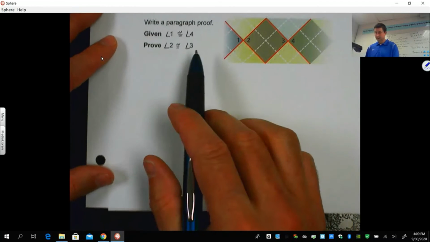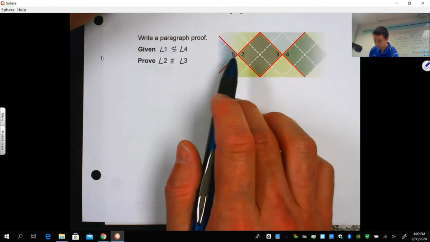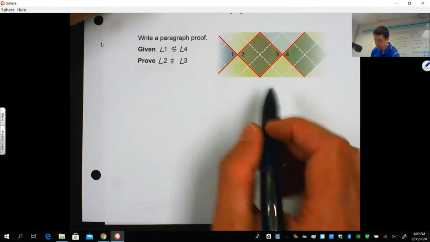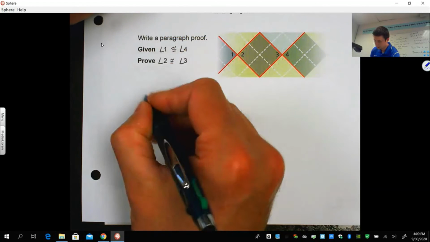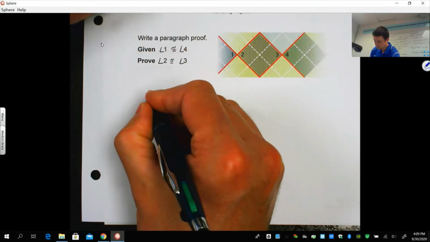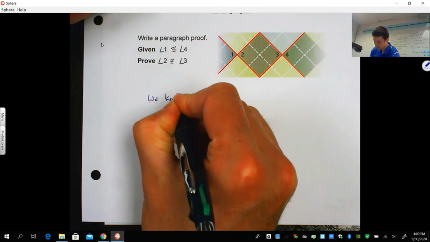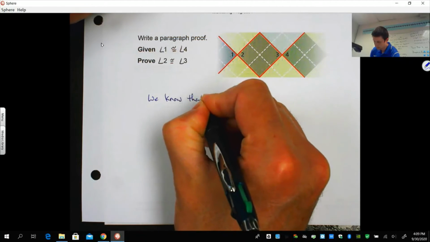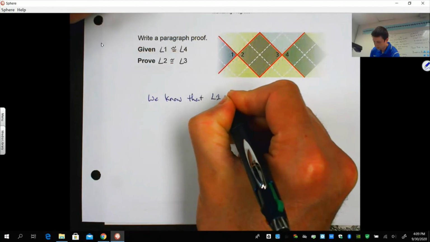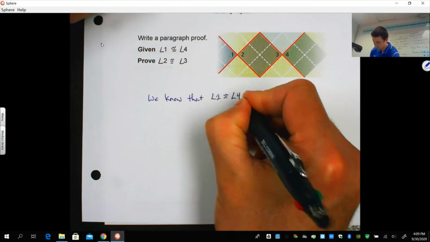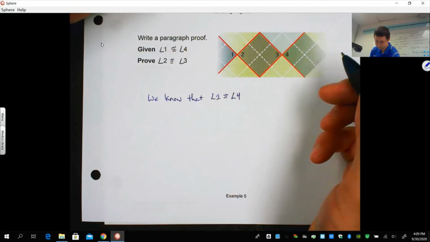Here's a statement, write a paragraph proof. Okay, so this is what a paragraph proof would look like. They're giving us 1 is congruent to 4. So we can just say we know that angle 1 is congruent to angle 4 because it's given.